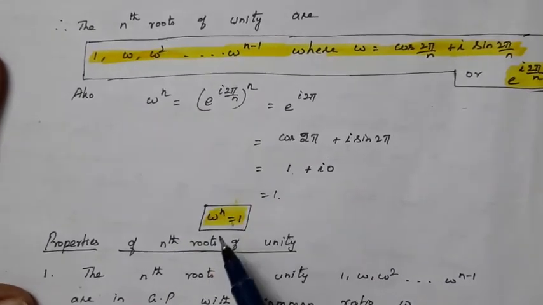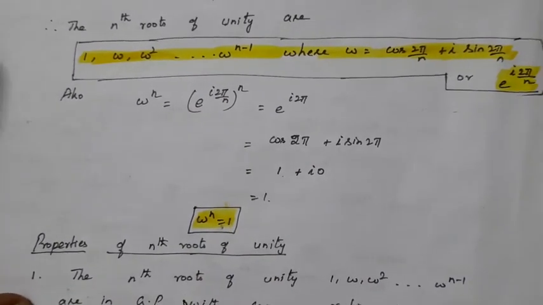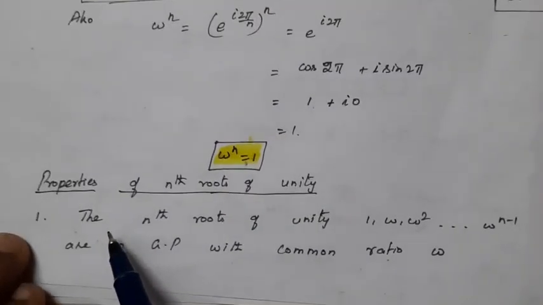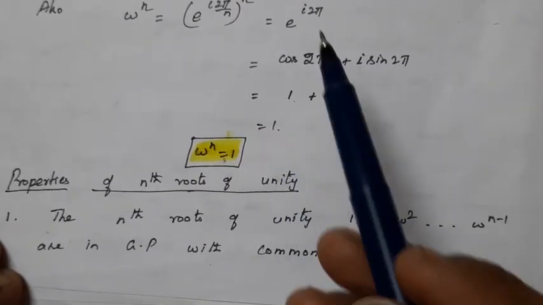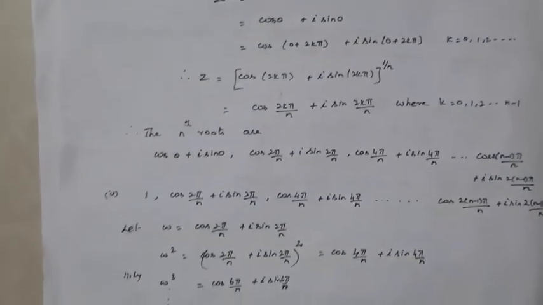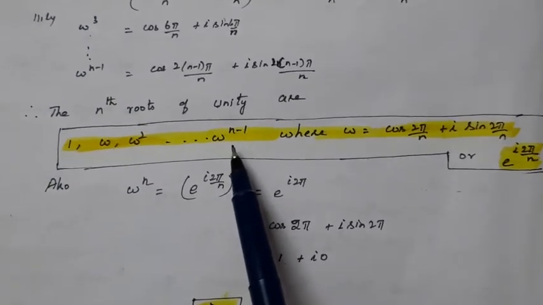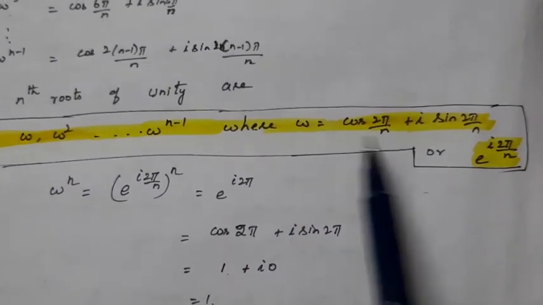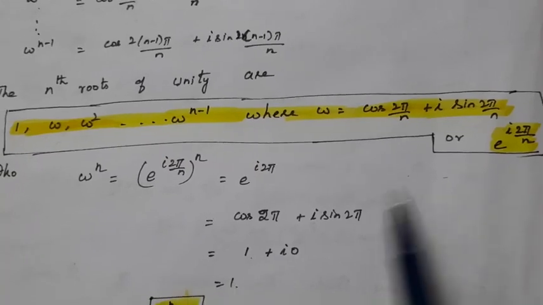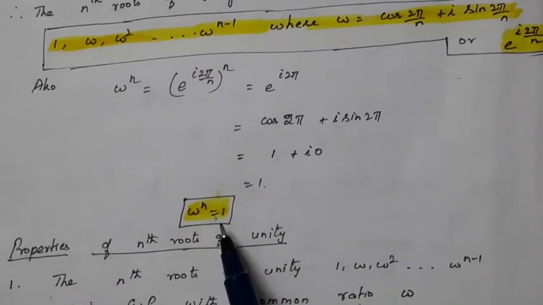So, omega power n would always be equal to 1. Now, let us see the properties of nth roots of unity. Have you understood the nth roots of unity? What are the nth roots of unity? 1, omega, omega squared, etc., to omega power n minus 1, where omega is e power i into 2 pi by n, and omega power n is equal to 1.